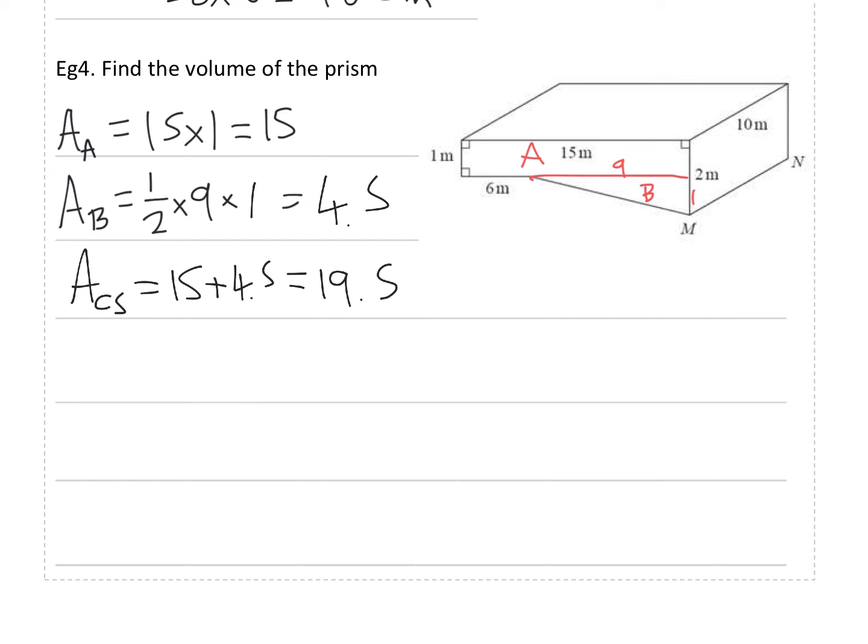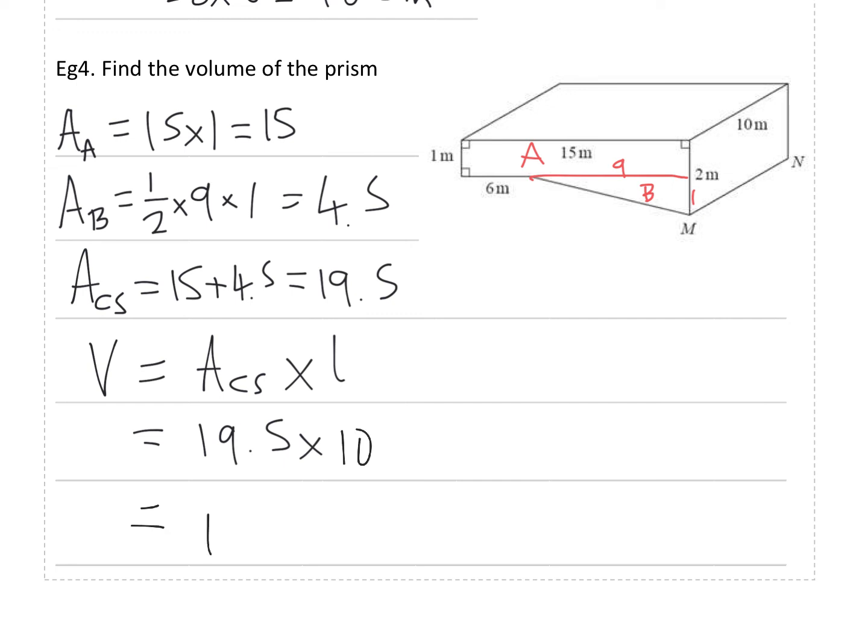To get the volume of the whole shape then, the volume of the whole shape is the area of the cross-section times the length. The cross-section is 19.5. The length, that's how far back it's going in this case, which is 10 meters. So we multiply by 10, and we get the answer 195. Our units, this time the question was in meters, so it's a volume, so it'll be cubic meters or meters cubed.